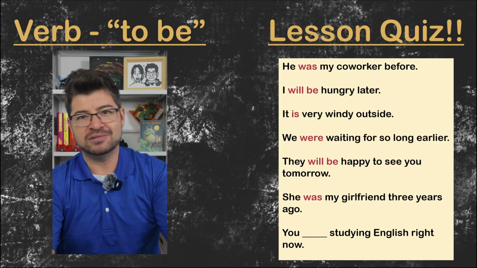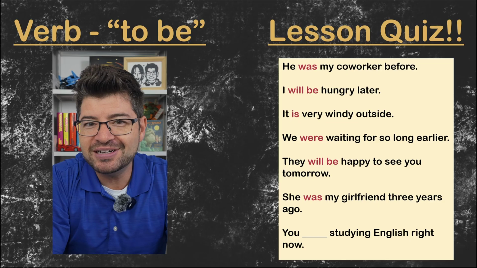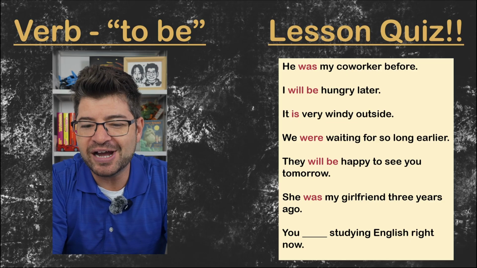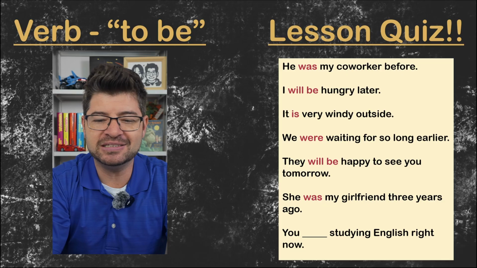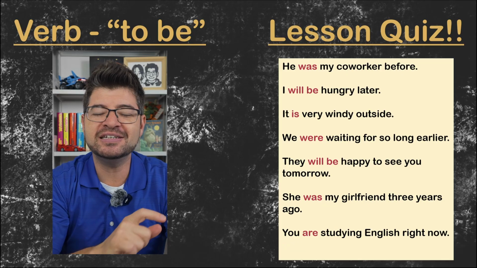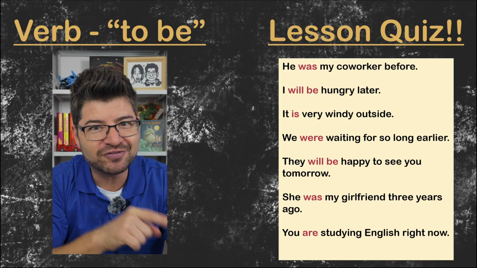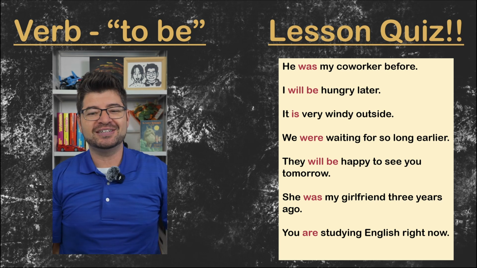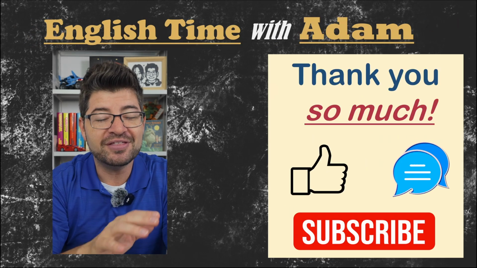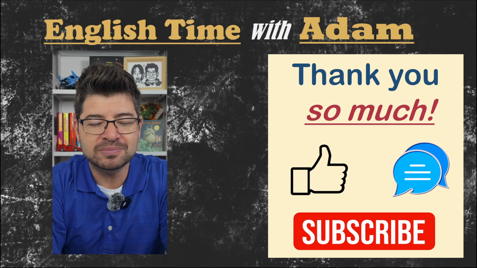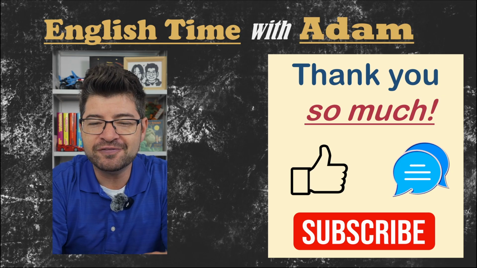Okay. Now the last one is all about you. "You studying English right now." Right now, present tense means you are. You are studying English right now. And good for you, huh? Did you get all those? I bet you did. You got this down. That's our little quiz. That's the lesson on the verb to be, past, present, and future.